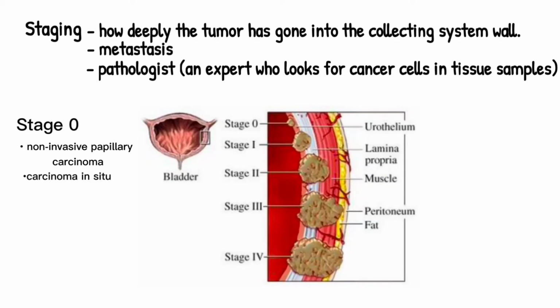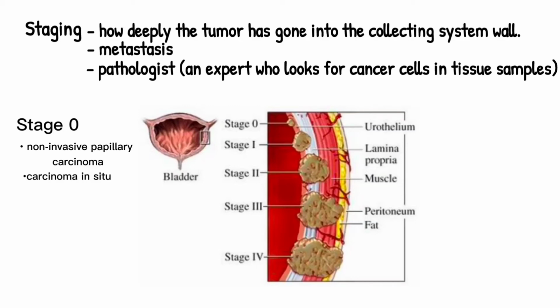Stage 0 or carcinoma in situ is a flat tumor on the tissue lining the inside of the renal pelvis or the ureter. For stage 1, cancer has formed and spread into the lining of the renal pelvis and or ureter into the layer of connective tissue.